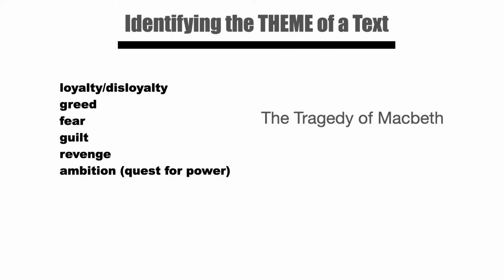Let's walk through this using story elements from the tragedy of Macbeth. You will use this same process to identify the theme for the Shakespeare play that you have read. Some of the strong emotions that were felt by the characters in Macbeth are things that are in this list along the left of your screen. Loyalty and disloyalty, greed, fear, guilt, revenge, and the quest for power. These are all character traits that the characters in Macbeth showed throughout the story.